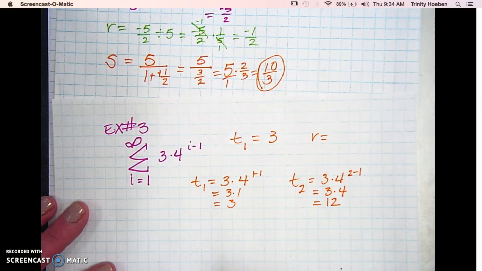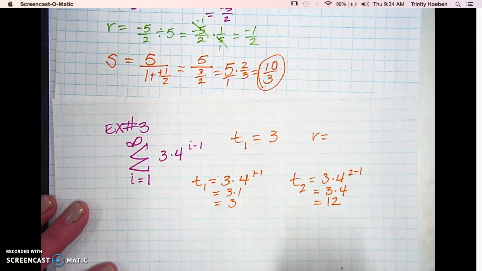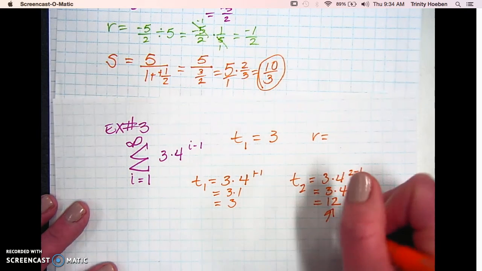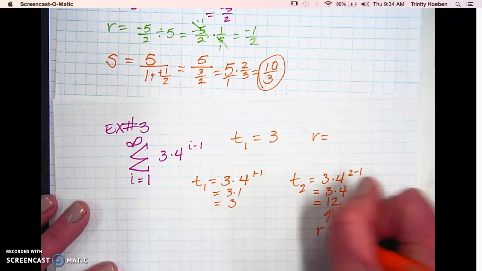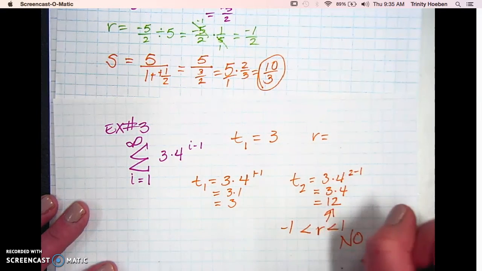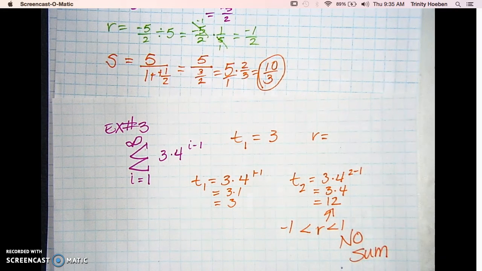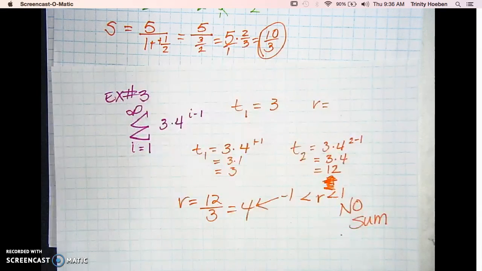All right? The common ratio needs to be between what and what? 1 and negative 1. Is 12 between 1 and negative 1? No, this is not between 1 and negative 1. So you just say no sum. Okay, so if you get to that point and it's not, then you're done. You're done with the problem.